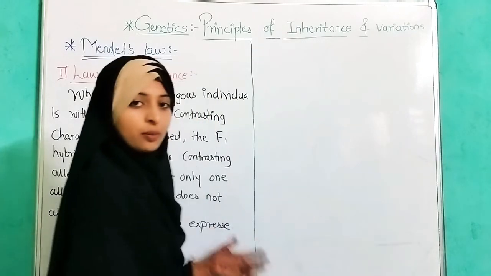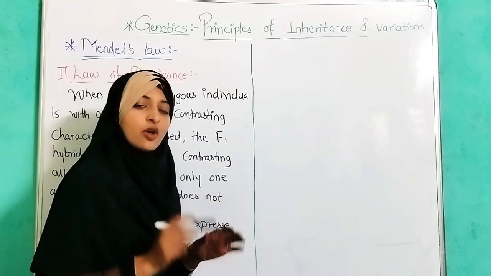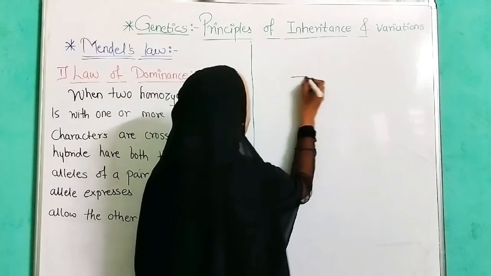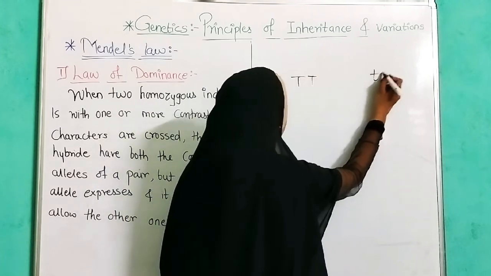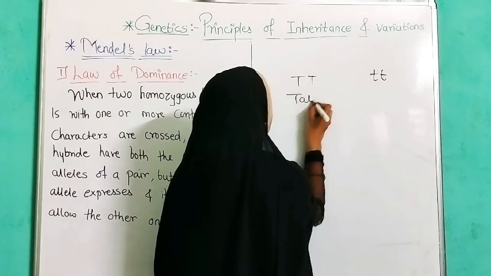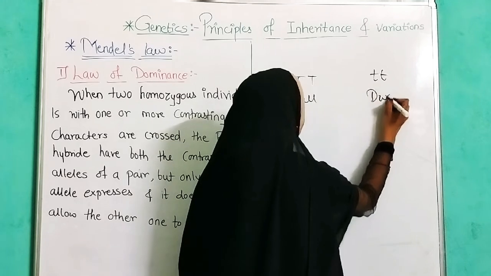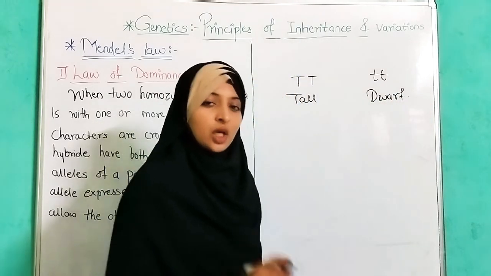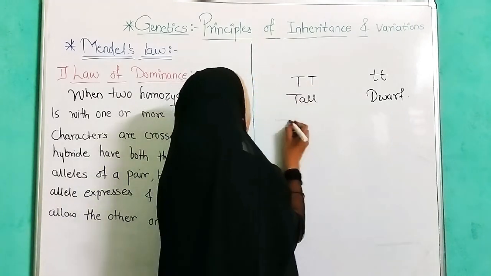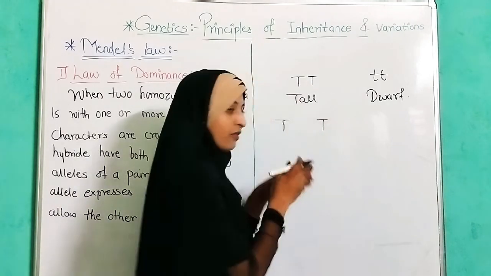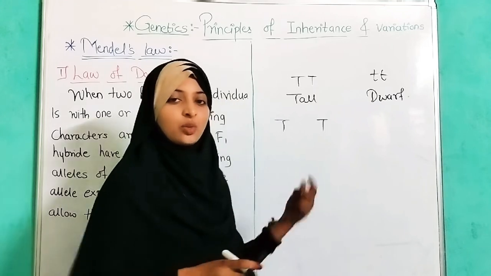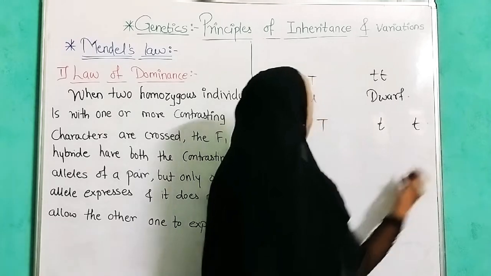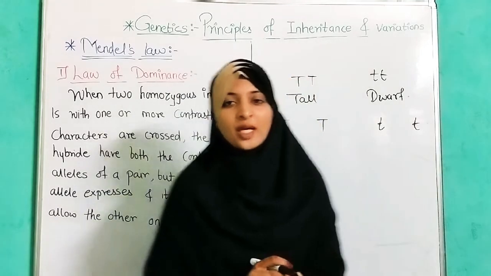What does the law mean? We are going to discuss. First of all, genes are in pairs. Suppose these are genes, tall and dwarf. So these are genes, and if we talk about the alleles, capital T, when these genes get separated, are known as alleles, and small t. When the genes are separated, they are known as alleles.